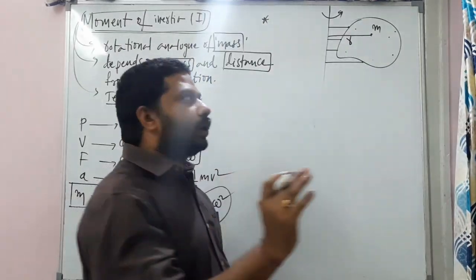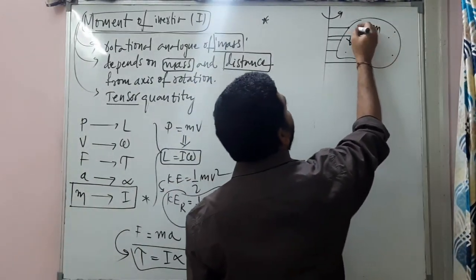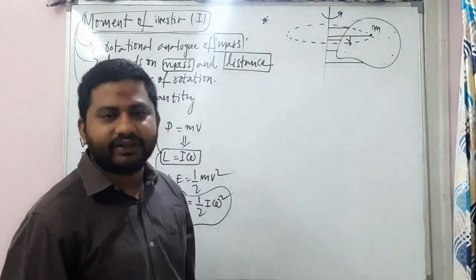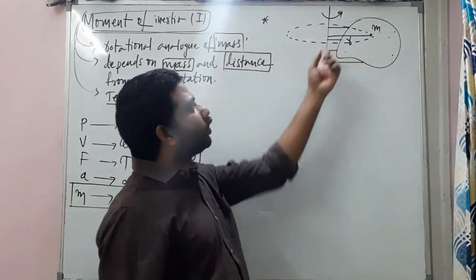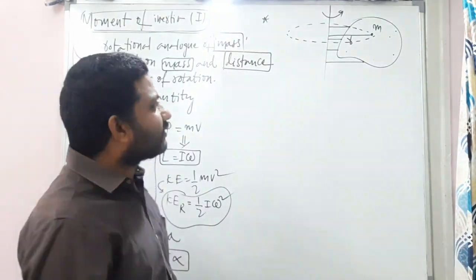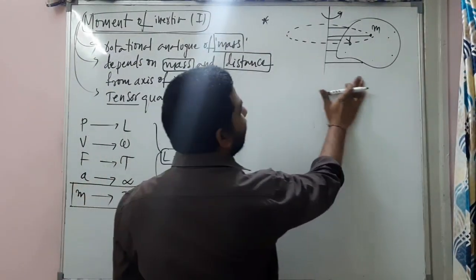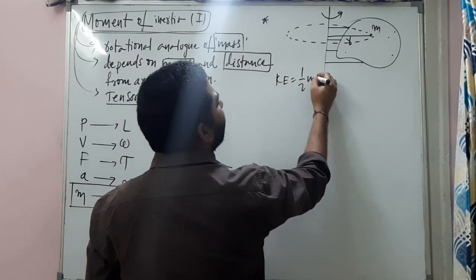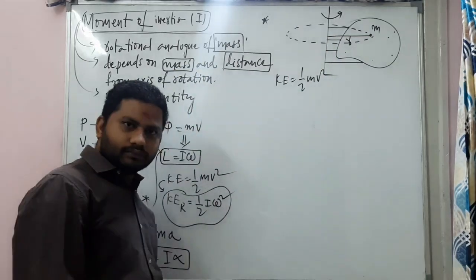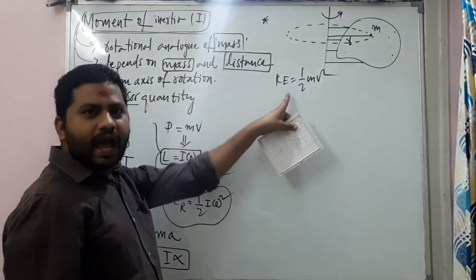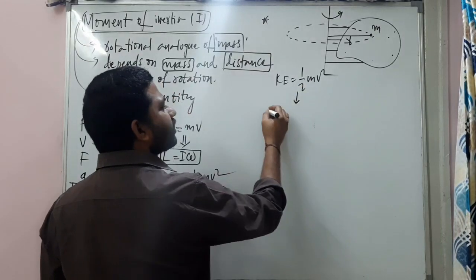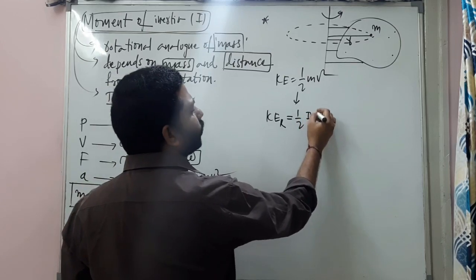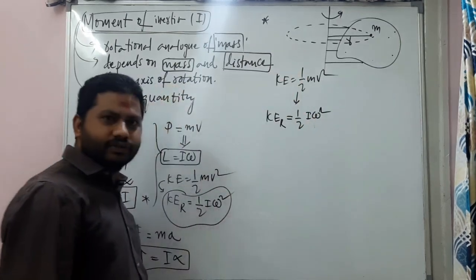Concentrate on that particular mass m and how it rotates in the circular path. In this way it is rotating in the circular path. Now let's write the kinetic energy of that particular particle. Kinetic energy is equal to half mv square. The same I can write in rotational motion: kinetic energy in rotational motion is half into I into omega square, my dear students.